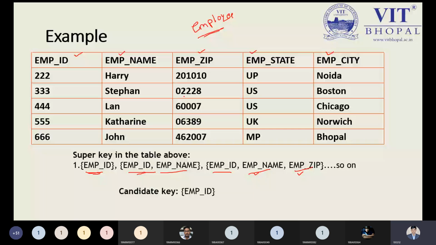Employee ID or employee name. Yes, employee ID or employee name can be a super key, but with the help of employee zip, employee name, we can't see how. Why? Because two employees can belong to the same city, or have the same pin code number. Then how can you justify this?